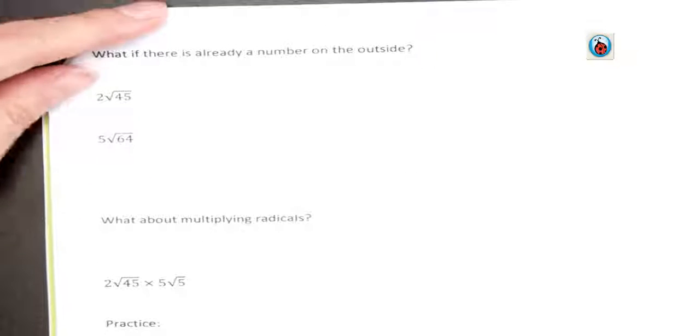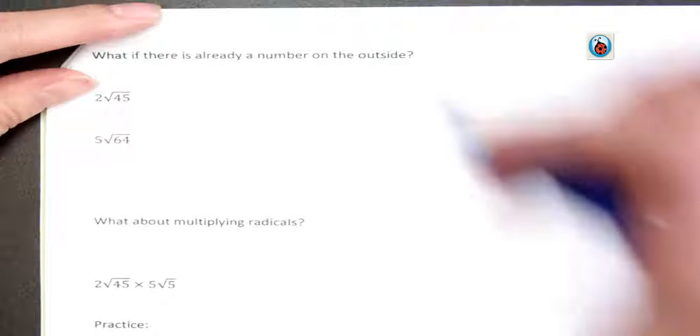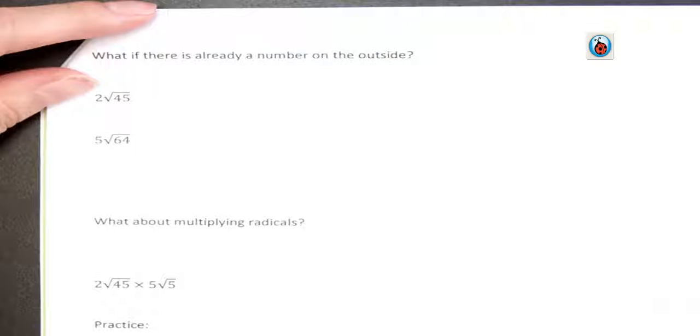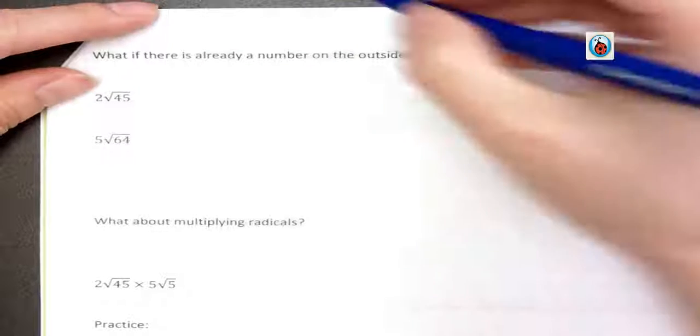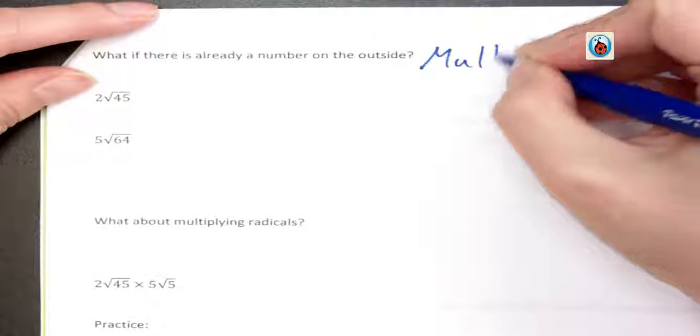So, flip to page 2. Just a couple more examples. What do we do if there is already a number on the outside? And all we do is multiply. So, the answer is multiply.